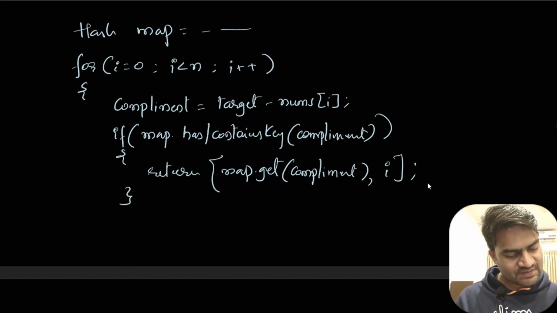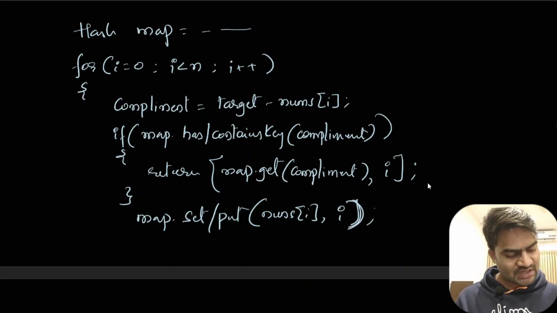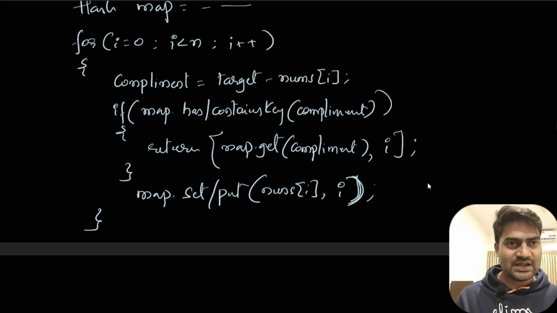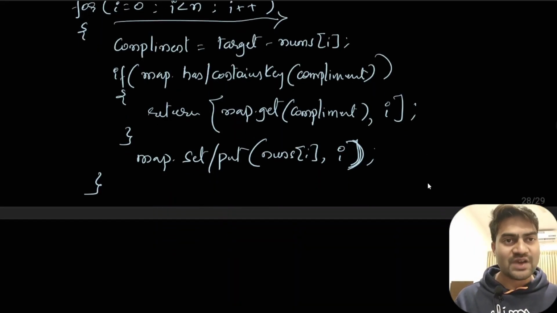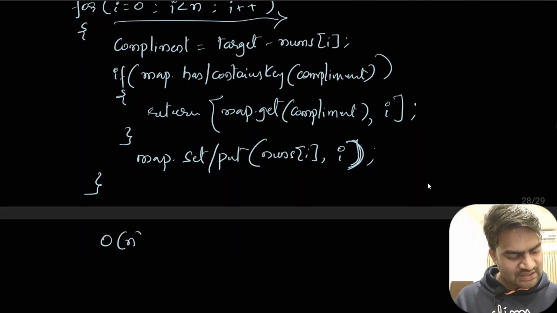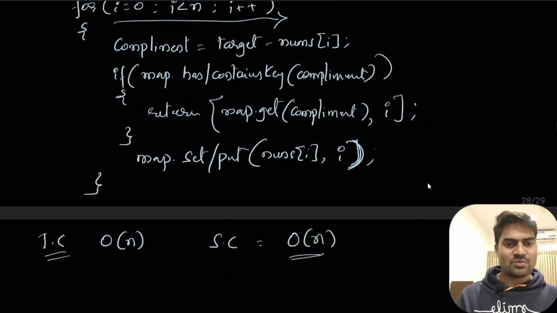Okay, if that is not the case, we will simply add that value, map dot set, or put in Java, set in JavaScript. Then I will say nums of i comma i. Okay, so this is how we prepare the map. This is simple and straightforward. This is the most optimal one. If you see, with only one iteration, we find the pairs. So that's why it is of order n. This is time complexity, and space complexity is also order n because we use a map. So this is the most optimal solution.